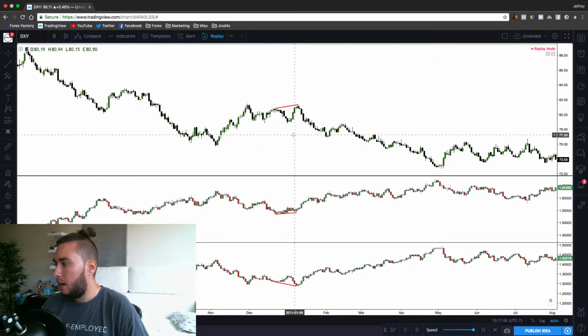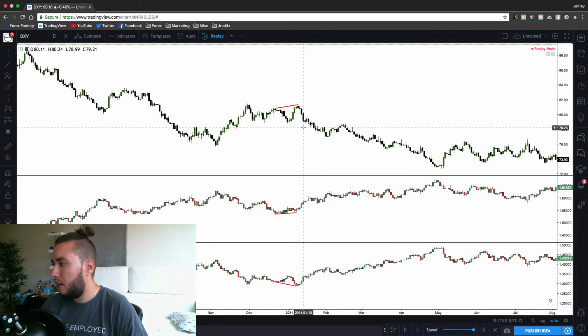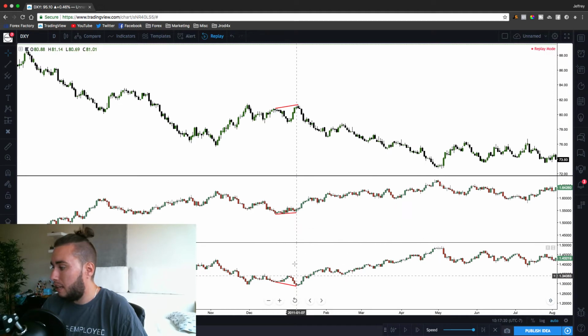All right, guys, so now we're looking on TradingView, and here at the top we've got the dollar index. Right here we've got cable, so GBP USD, and right here at the bottom we've got Euro USD. Now these two pairs at the bottom are inversely correlated to the top one, which is the dollar index. So if the dollar index makes a higher high, we should see lower lows in foreign currency, such as Euro USD and GBP USD.